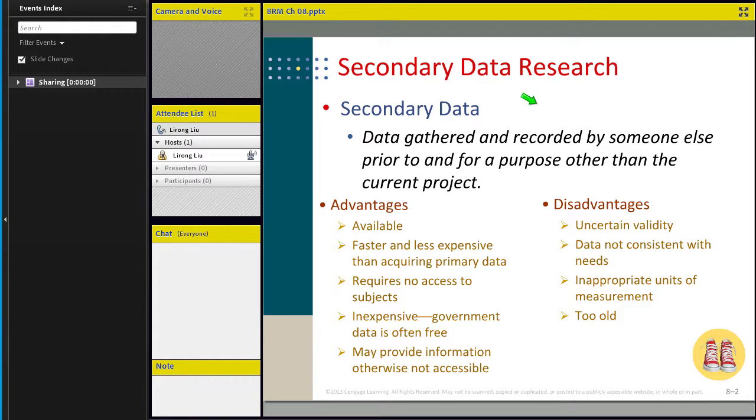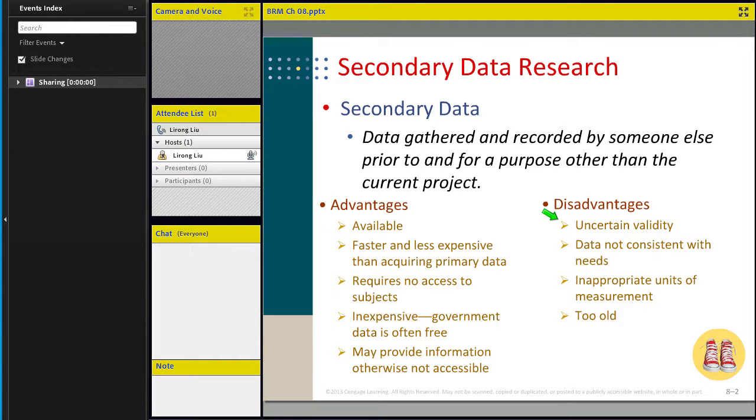Secondary data may also provide information otherwise not accessible, and this is because sometimes data can be confidential or sensitive, and there might be a company or organization that specializes in collecting data, and after collecting sensitive data, they could modify the data to get rid of the sensitive part and only keep the part that can be made available to the public. Okay?